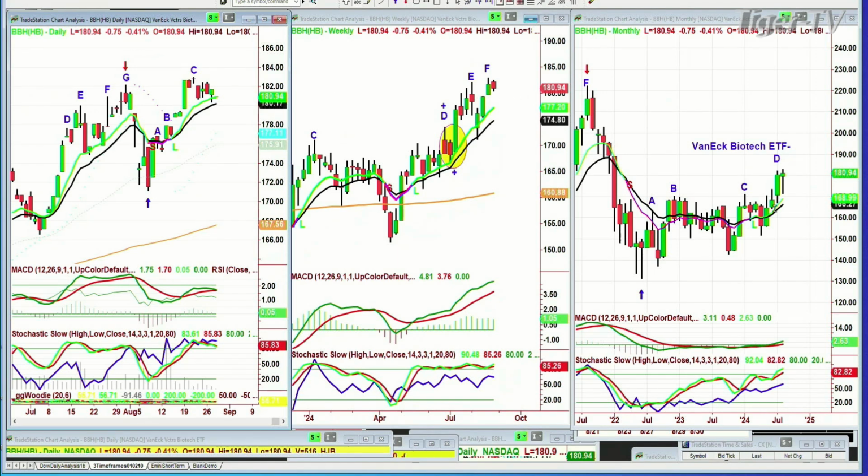This is the broader Van Eck Biotech ETF. But it hasn't gone as high as the other one. But as a pattern, just on the daily, it did go above the left side high, and it's holding there. So this is trading at 180.94. Yeah, so all in all, the biotech area started to stall somewhat, but it hasn't broken down. I'm just saying it's slowed down, and you can see that in the chart.